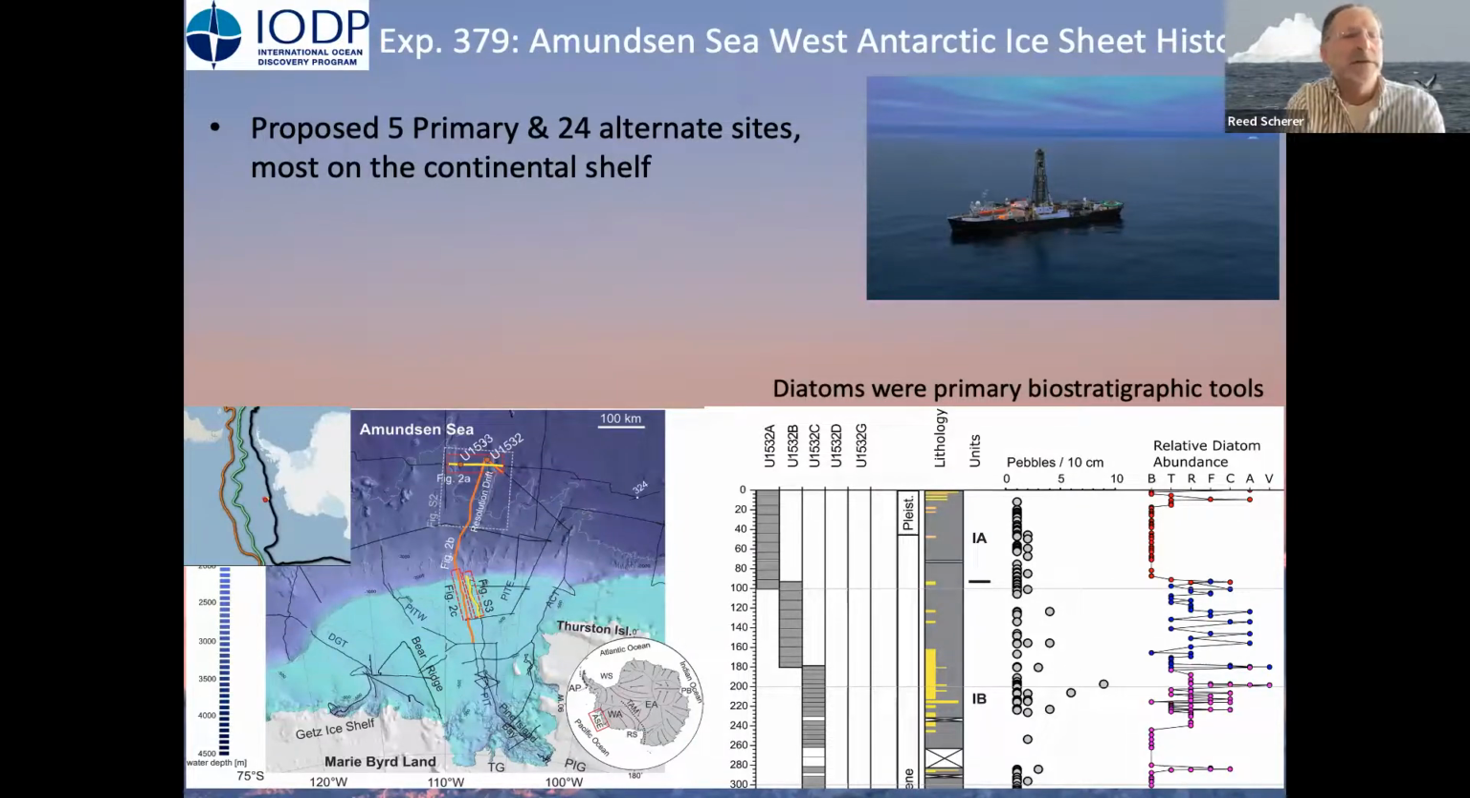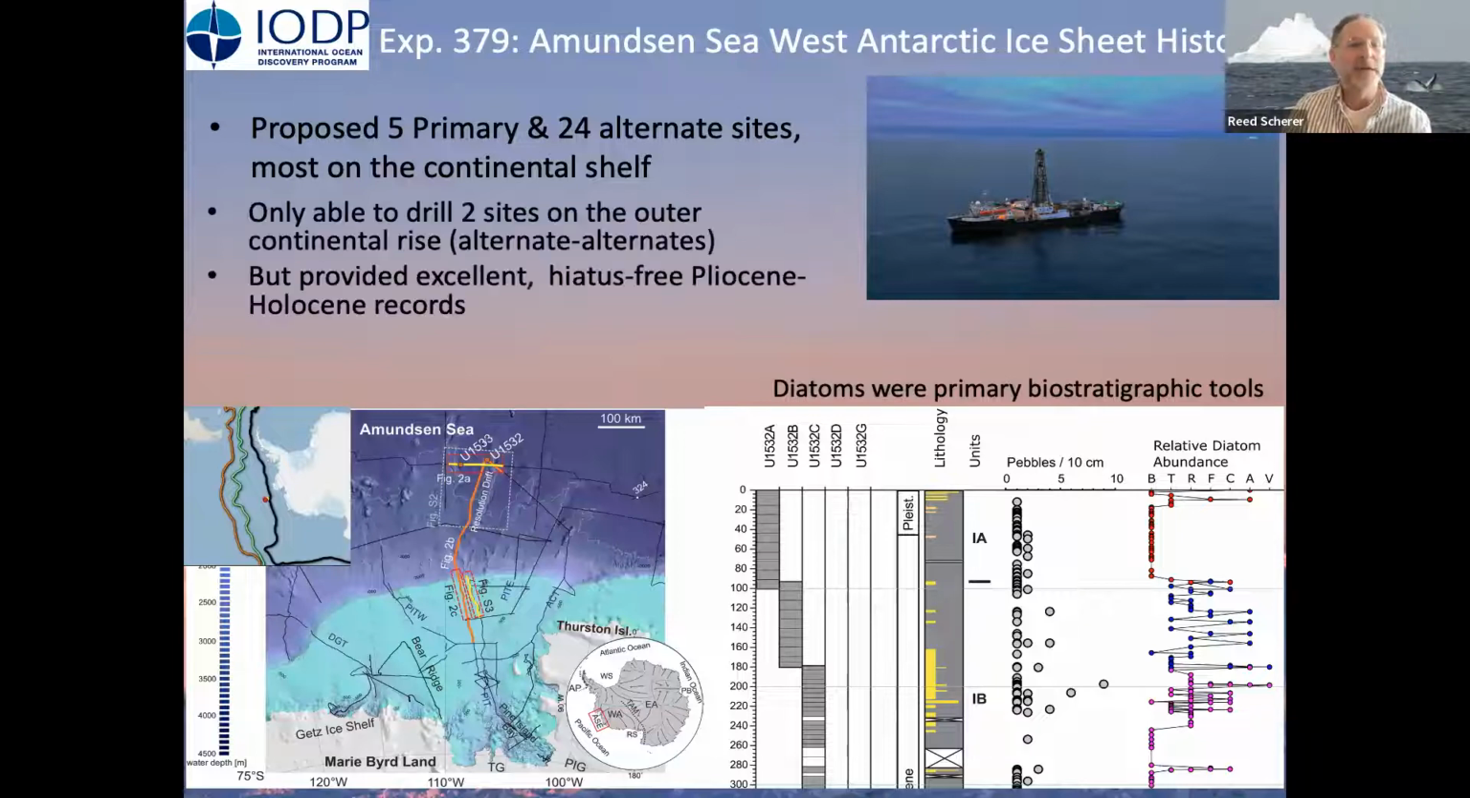So I was out on Expedition 379 in the Amundsen Sea in early 2019. We had five primary drill sites, most of them on the continental shelf. We also had 24 alternate sites. And as Sean would tell you, and Gail, and anyone else who's been associated with the Science Evaluation Panel or the JOIDES Resolution Facilities Board, they're always screaming for more alternate sites because you never know what's going to happen. So you need as many contingencies as you can.